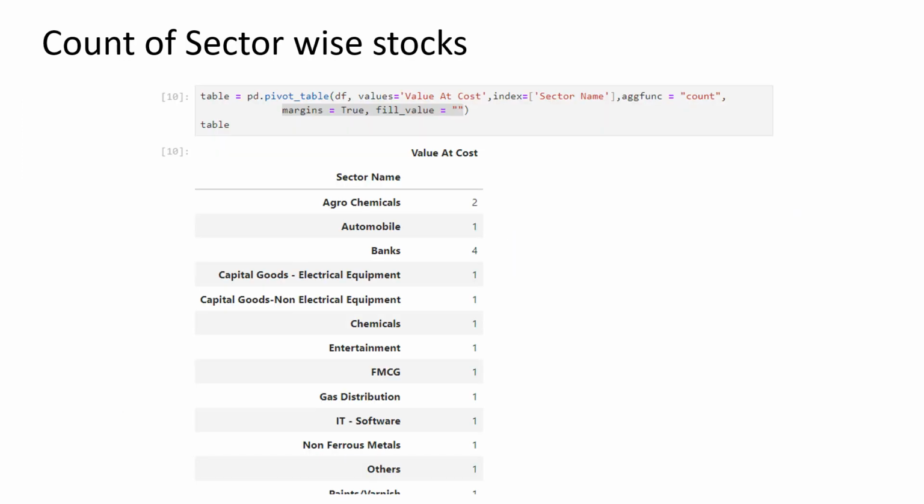Now consider this example where I have counted the number of stocks under each sector. That's why I have written the aggregate function as count and value field as value at cost. So what will happen? It will count the number of stocks under each sector. In agrochemical there are two stocks, so it will write 2. In automobile there is only one stock, so it will write 1. In bank there are 4 stocks, so it will write 4.